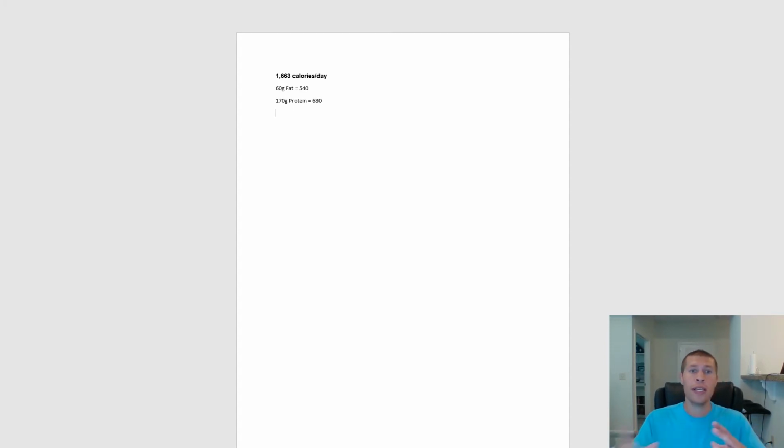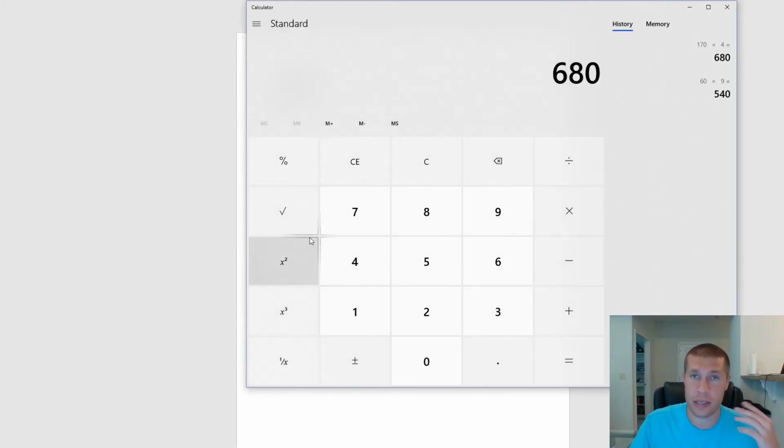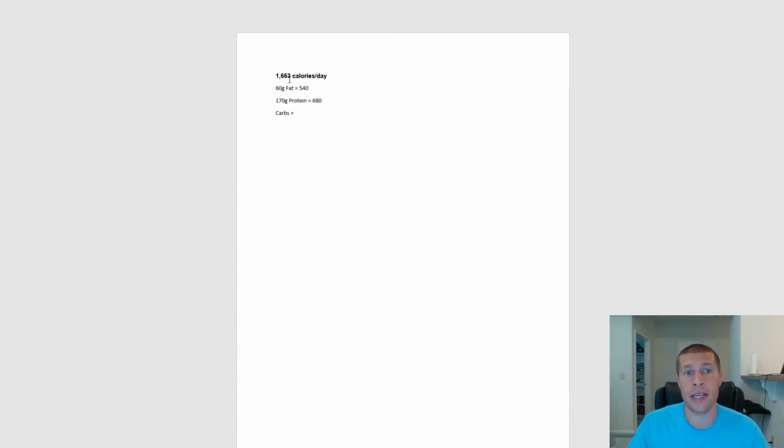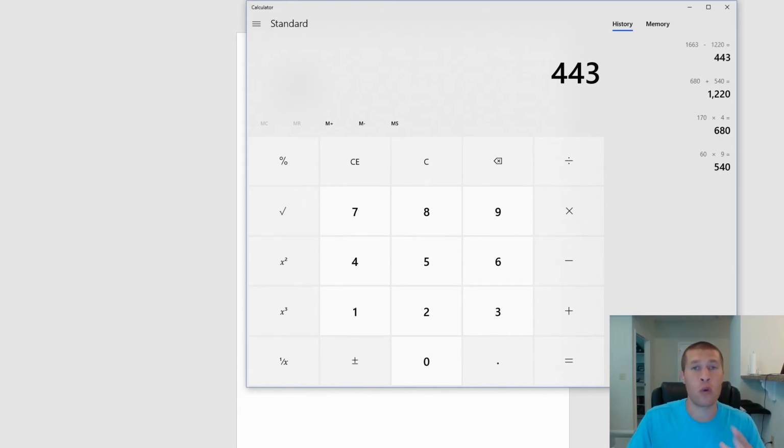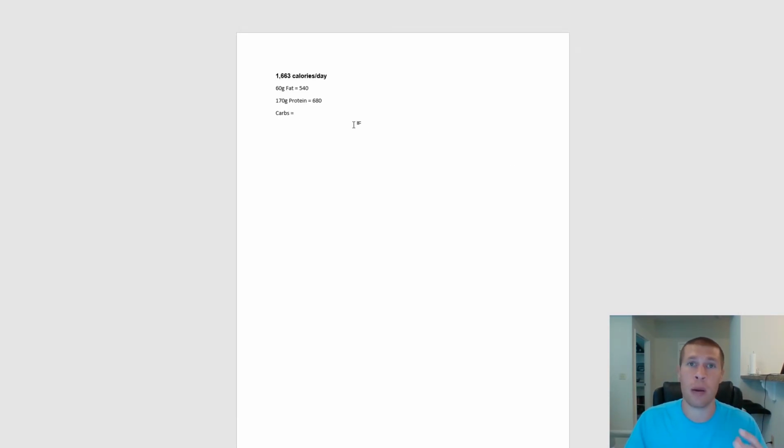Now finally, to get your carbs, and this is the same way every single time, you are going to basically add up 540 and 680, because they're the calories coming from fat and protein. So 680 plus 540 equals 1220. So you're going to take the difference of your calories per day minus that number. So 1663 minus 1220 means that you're getting 443 calories coming from carbs a day.